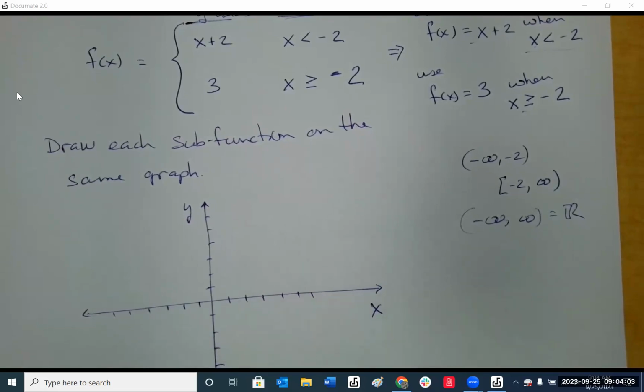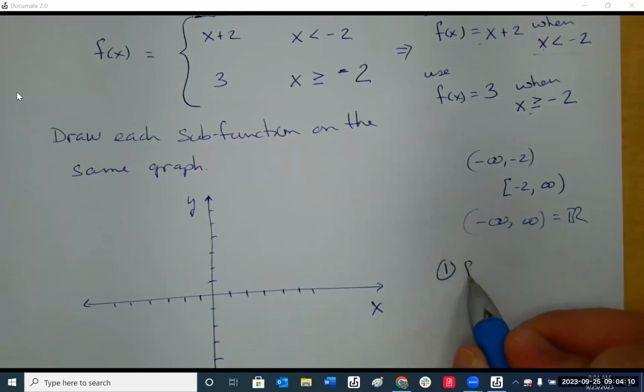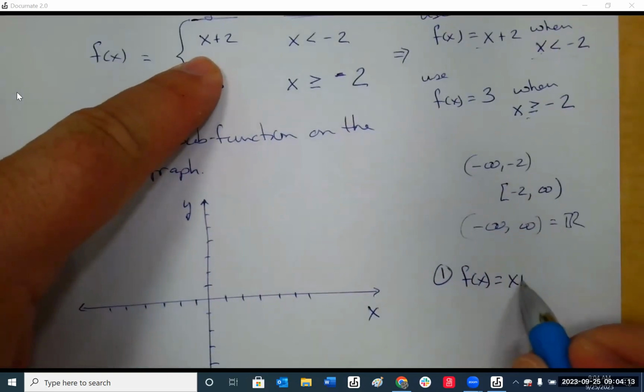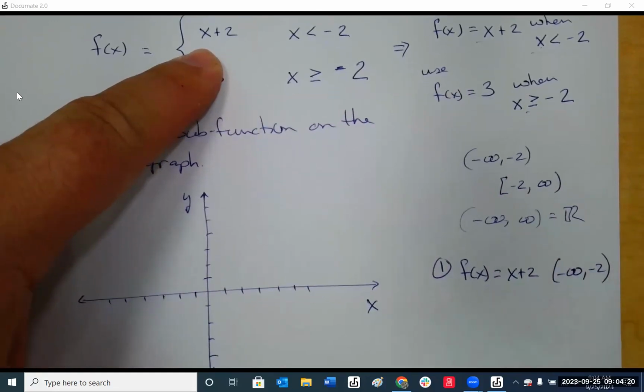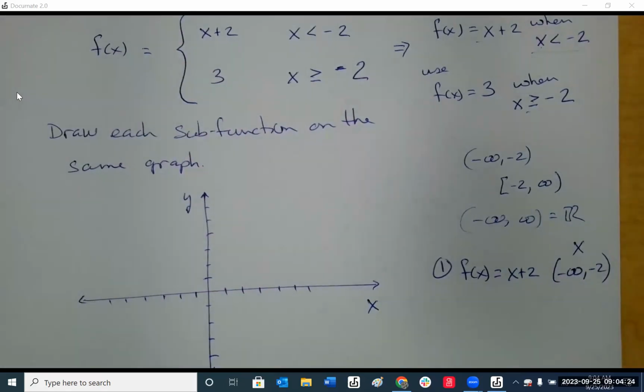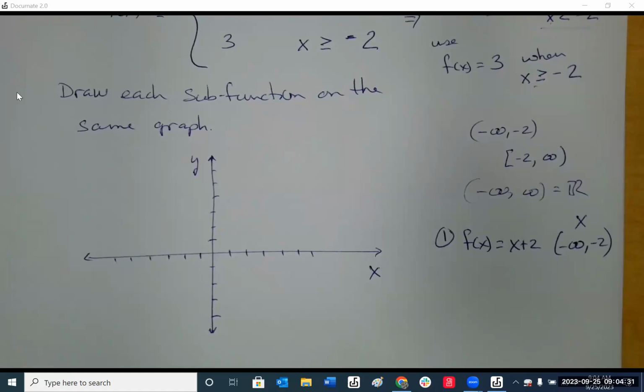So we make our chart. The first graph we draw, f of x equals x plus 2 on this domain, -infinity to -2. These are my x's. What kind of graph is it going to be? What does x plus 2 look like? It's a linear equation because x doesn't have any special operations or exponents or anything in the denominator. It's a linear function. We know it's a line.